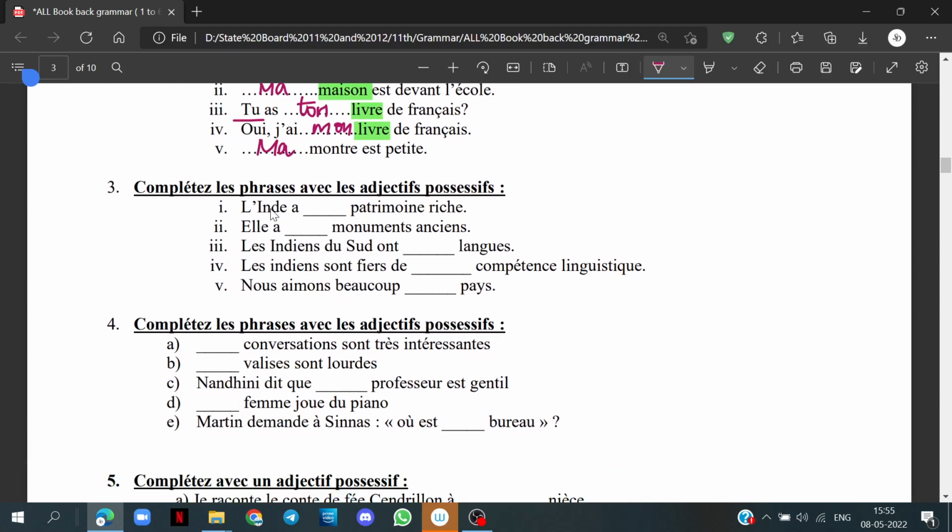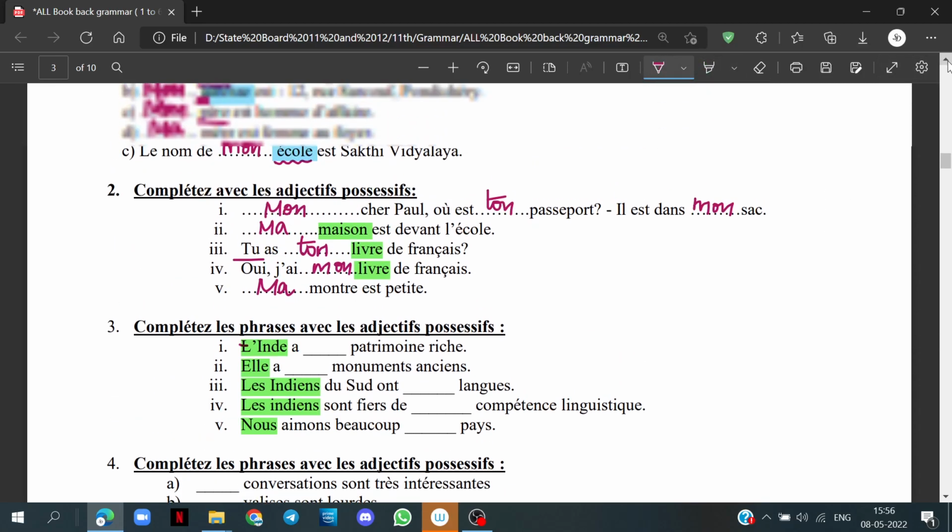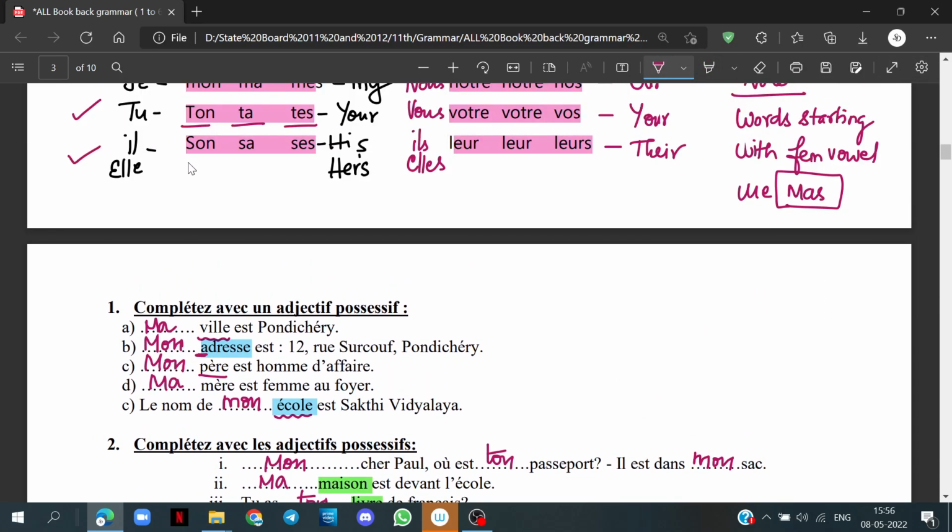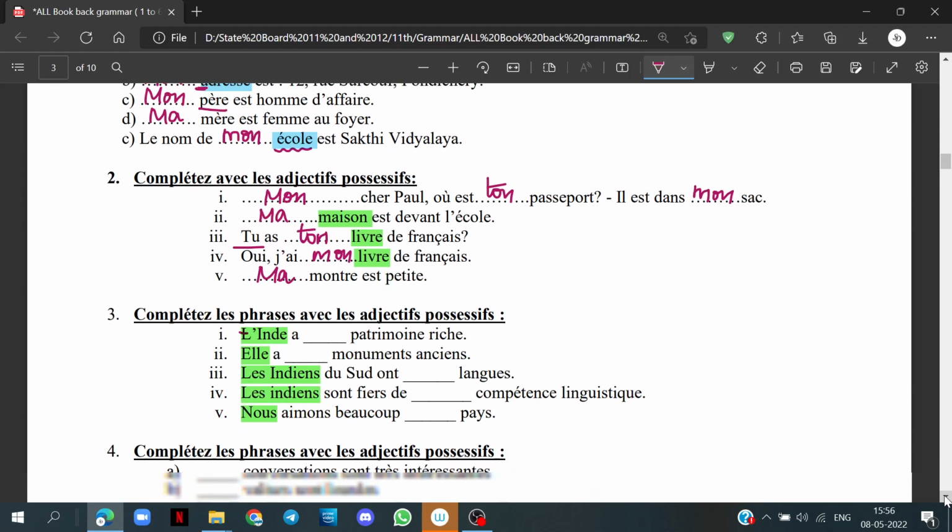Now, the next exercise has all subjects there. Okay, now let's look at the subjects clearly. First one, India. Second one, elle. Then Indians, the South Indians. Depending on this subject, we are going to conjugate, we are going to take the possessive adjective in the same line. India is il or elle. So in the il or elle line, we have to use only son, sa, ses, which is masculine, feminine, plural.